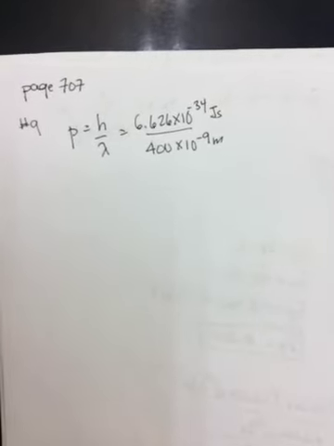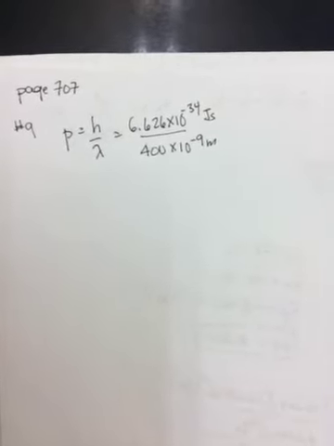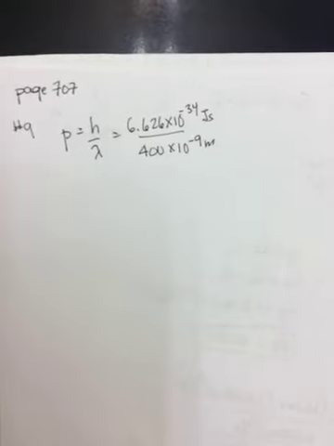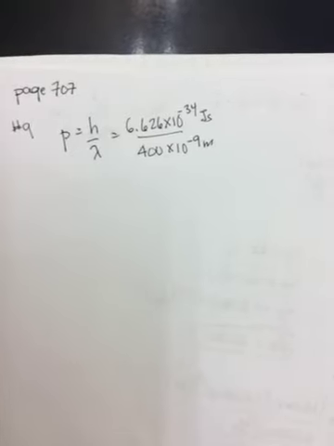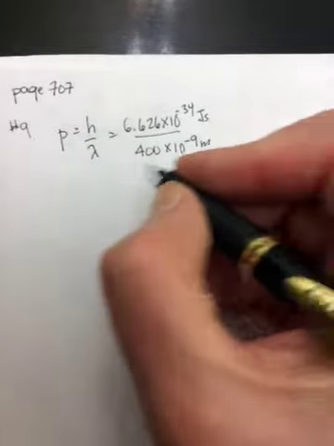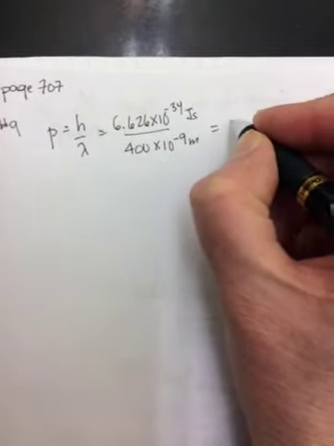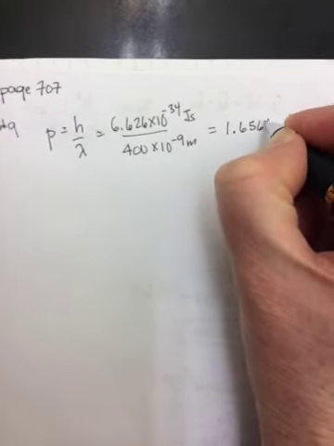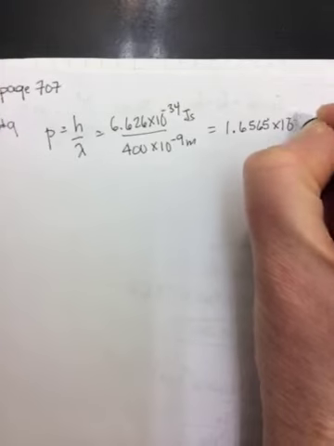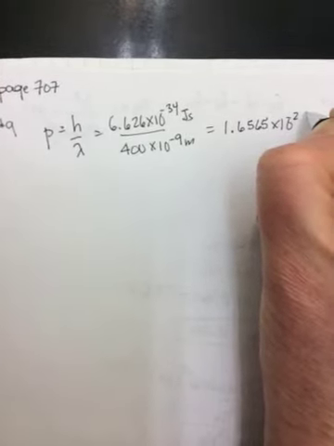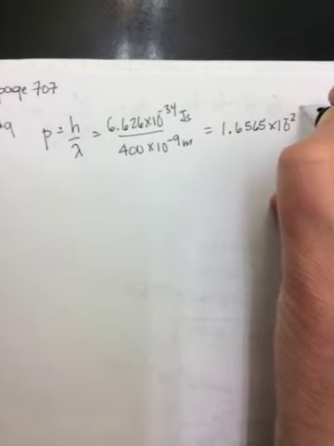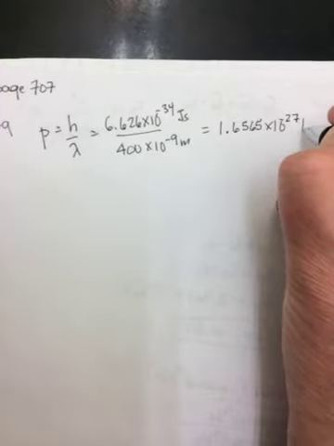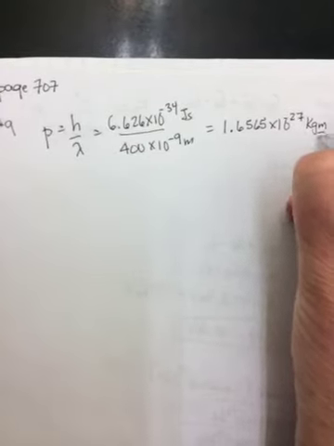Calculator, oops. So 6.626 times 10 to the negative 34 divided by 400 times 10 to the negative 9. And you should get a momentum of 1.6565 times 10 to the negative 27 kilogram meters per second.